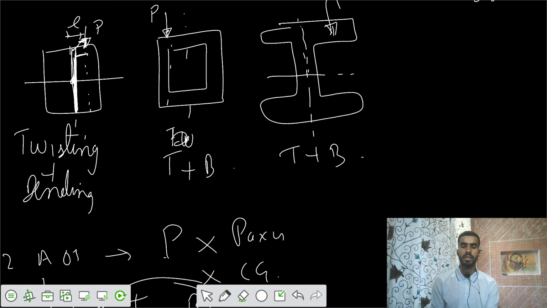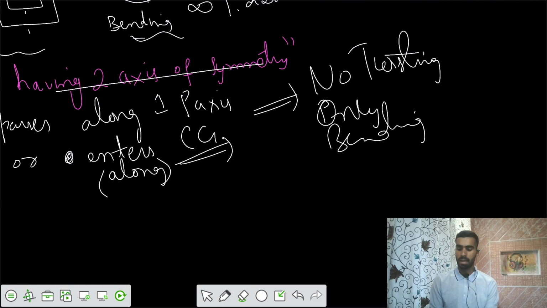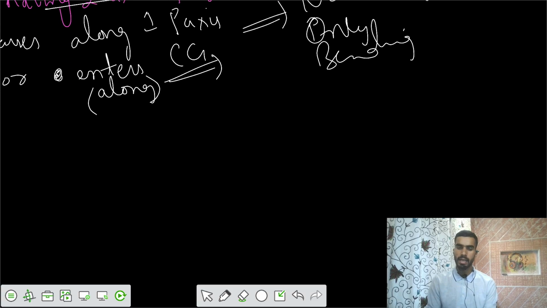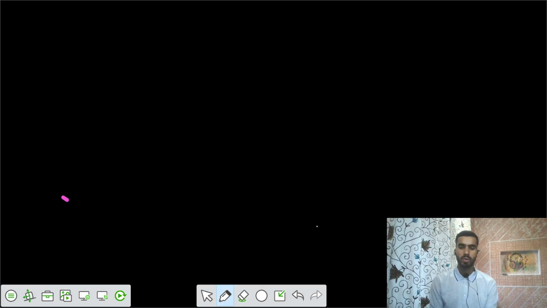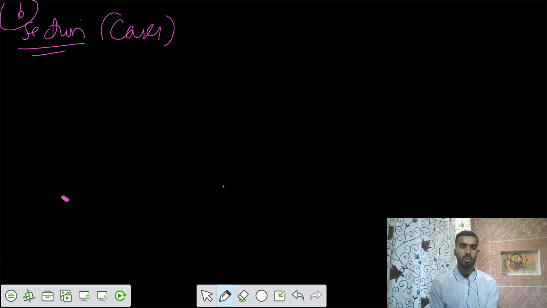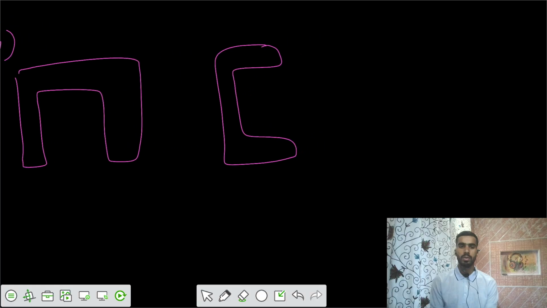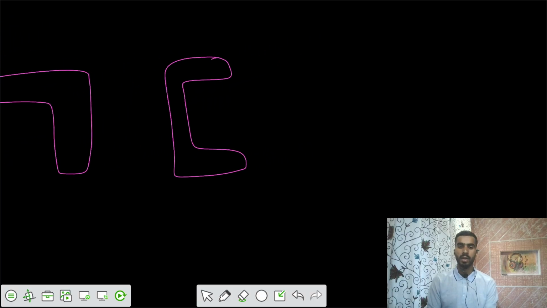So this is the next case. Now we are taking the next cases of those sections. Next we can call it the B section cases. Now we have this section. Let's call it an angle section, or we can have a channel section. We can have this channel section also in this fashion. So C section, channel section, and after that we can have a T section.